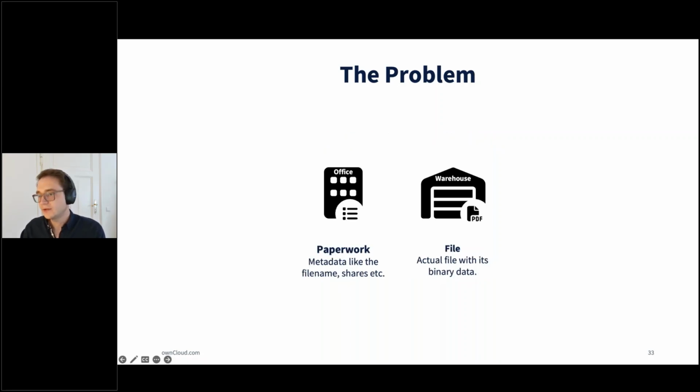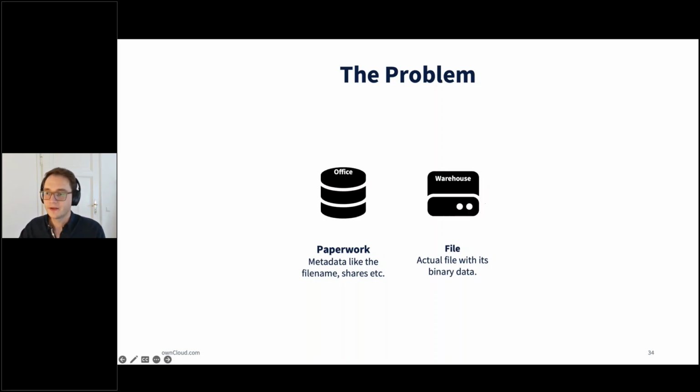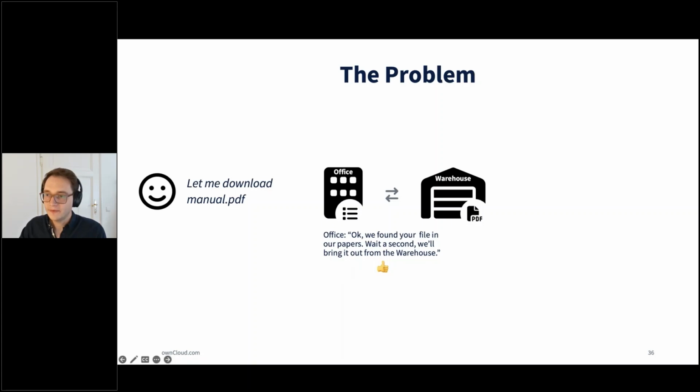or speaking in non-technical terms, you can imagine this as the kind of office in our setup that does the paperwork for the warehouse, meaning the storage. So the office would take care about all the metadata, and in the warehouse, the actual file content would be stored. What now happens if a user wants to download a file is that the office checks if the file actually exists and asks the warehouse to bring it to the user.